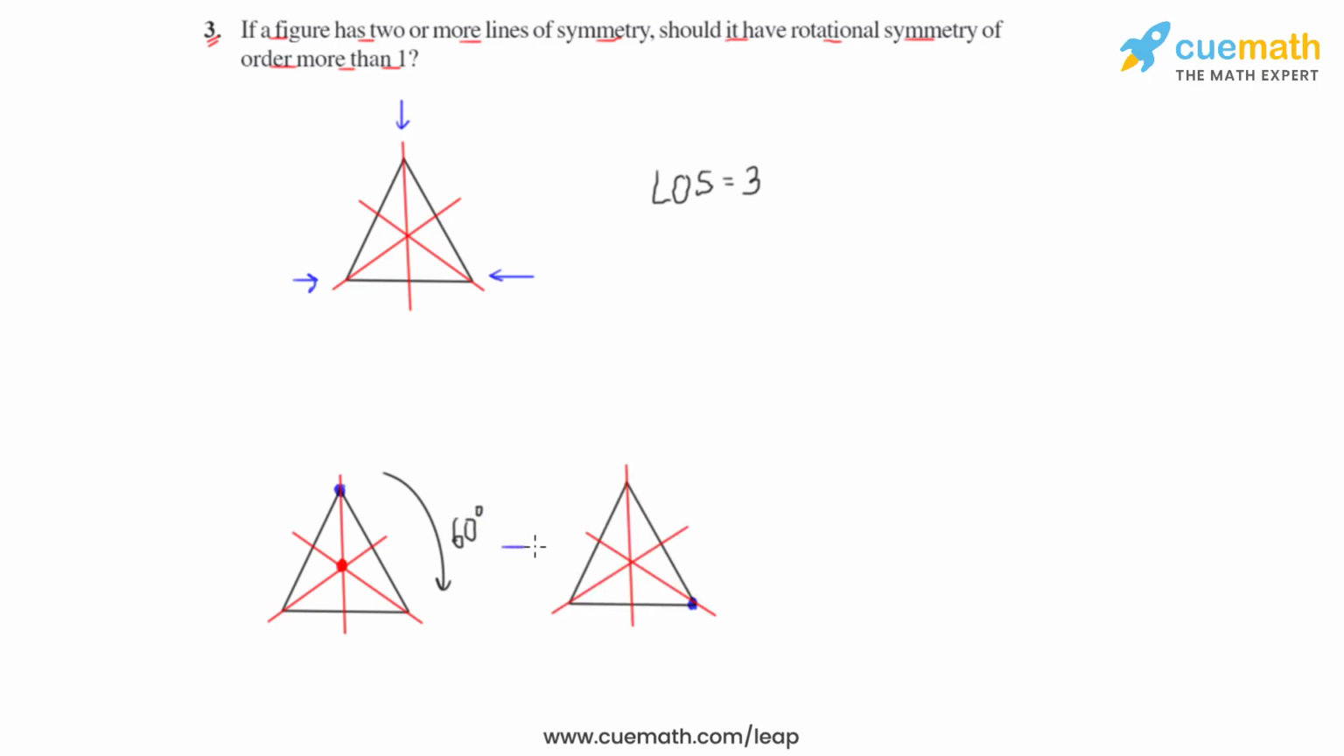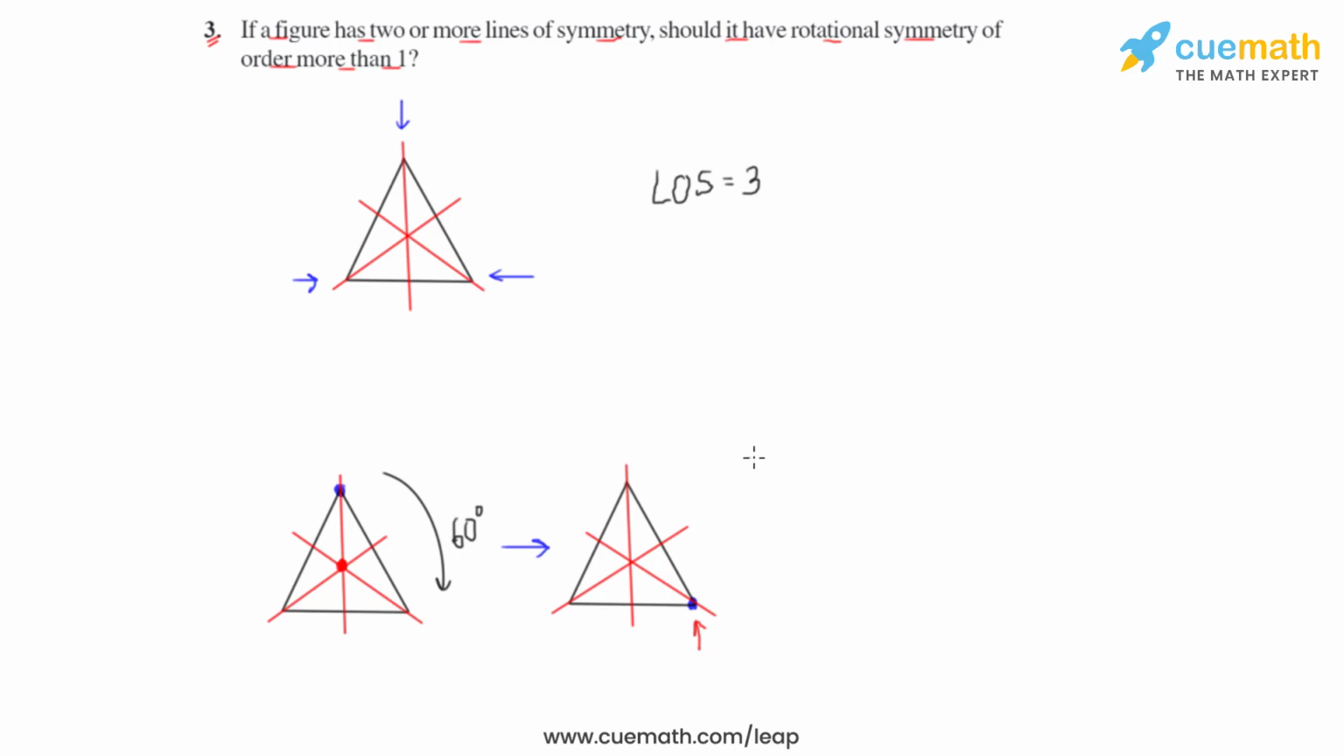After a 60-degree rotation of the original figure, we see the new position of the blue dot is this. Both the figures look exactly the same, but there is a rotation involved, because of which there is a change in the position of the blue dot.